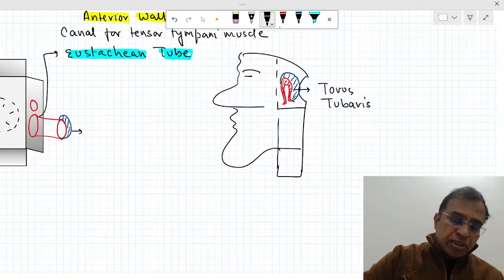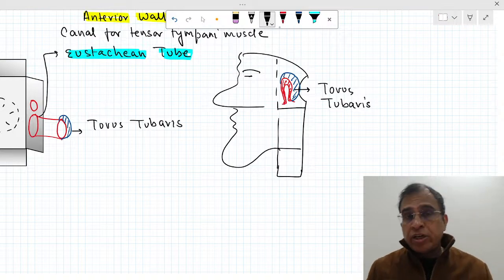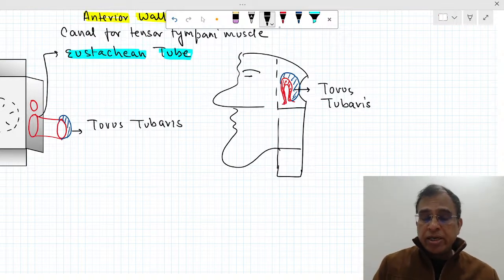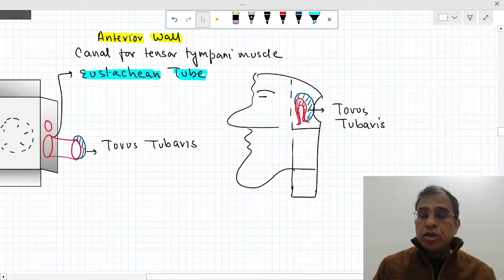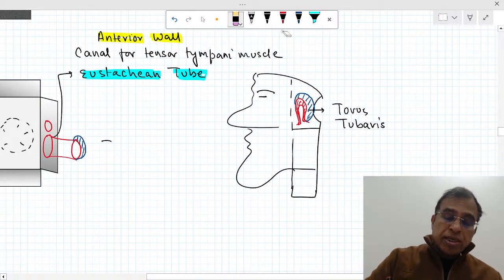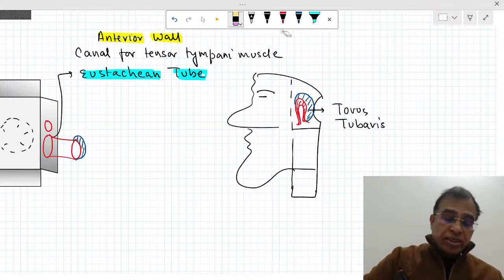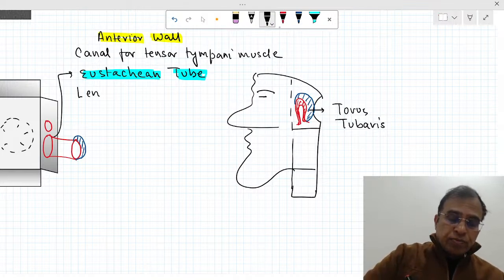So this bulge is the torus tubaris. You can see this in the nasopharynx when you do nasopharyngoscopy. We'll discuss this tomorrow again. I'll show you the image also. So with this background, let me talk about the other MCQs from the eustachian tube. They ask you the length of the eustachian tube. Eustachian tube is 36 millimeters long.